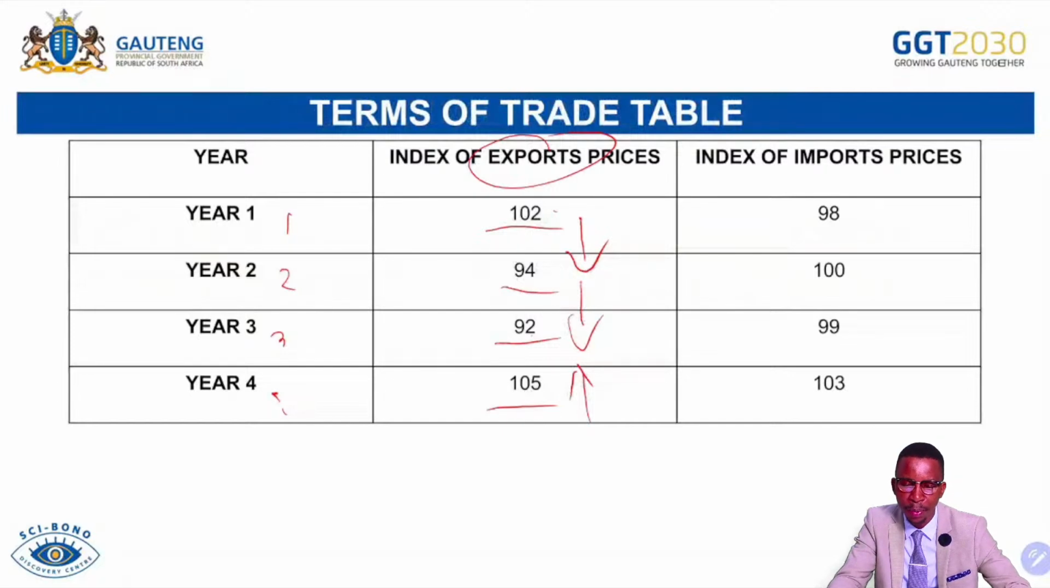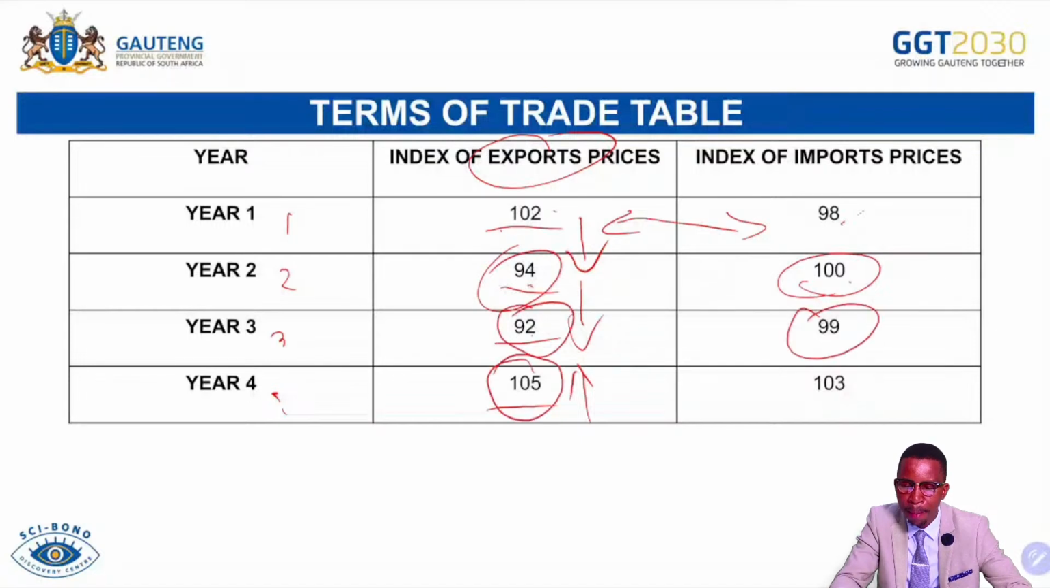What about import prices? So we can compare here import and exports. Export prices are more than import prices, so terms of trade will be a little bit higher. Import prices are lower than export prices. Export prices are lower than import prices, then we will have terms of trade declining. And then export prices are lower than import prices, terms of trade will also be declining. Export prices are bigger than import prices, terms of trade will then be increasing in this case.